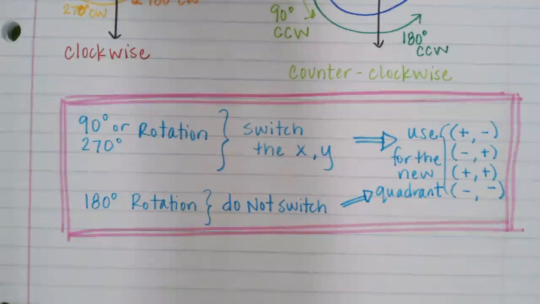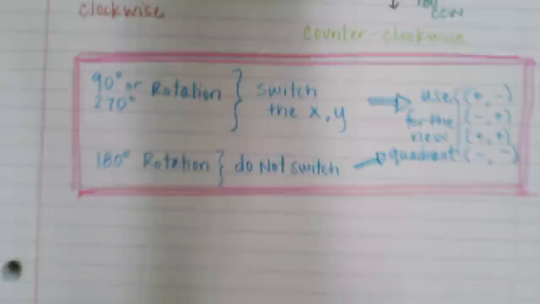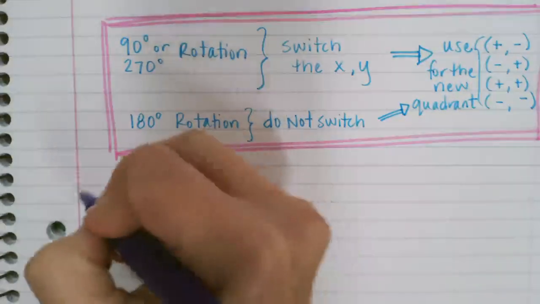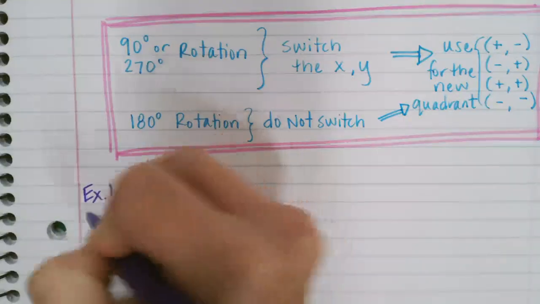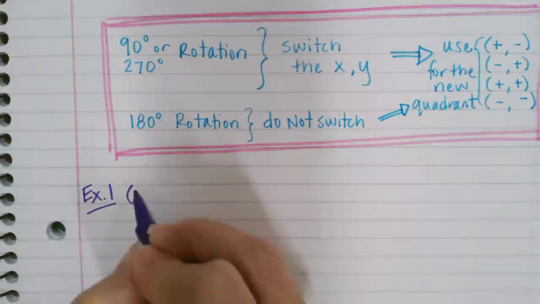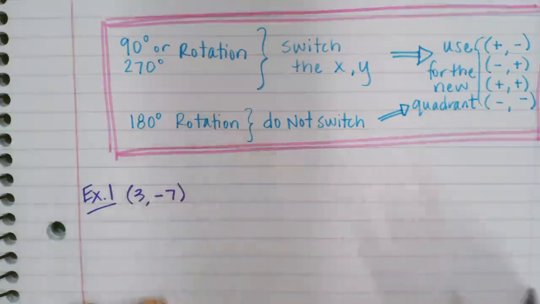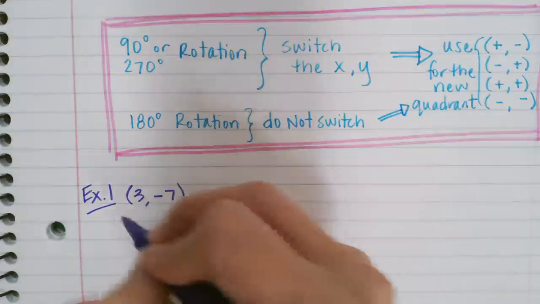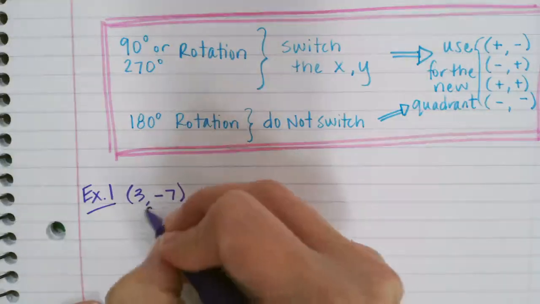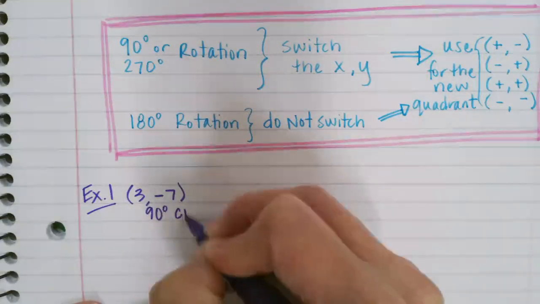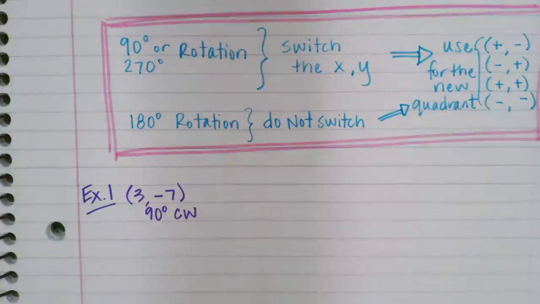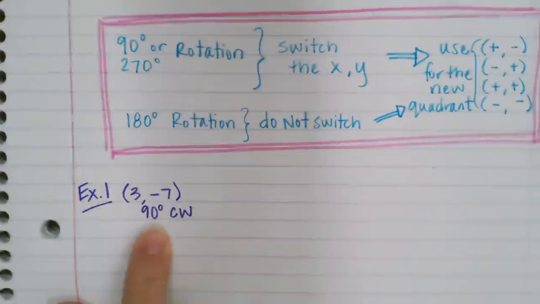Okay, so let's try an example. Trying to find a color I haven't used yet. All right. So let's say, for example 1, that I have the point 3, -7, and I want to rotate this 90 degrees clockwise. Okay, so it's a 90-degree clockwise rotation.